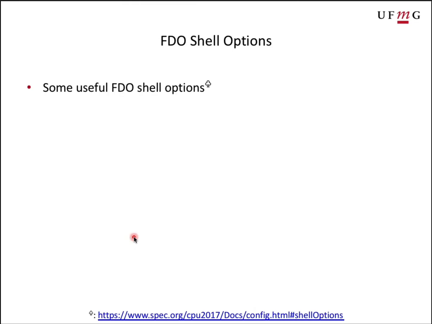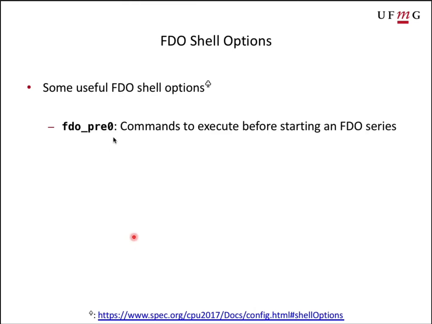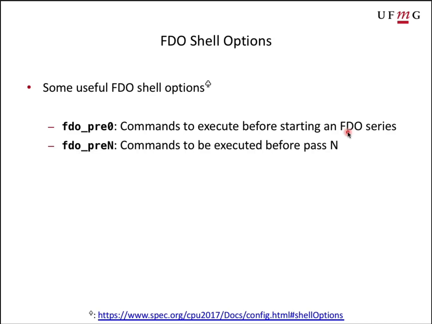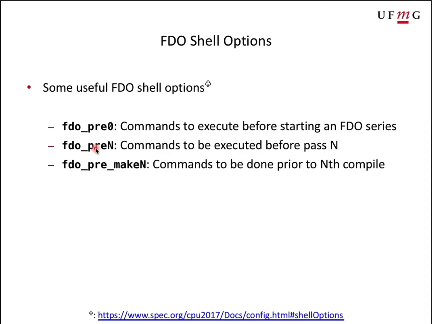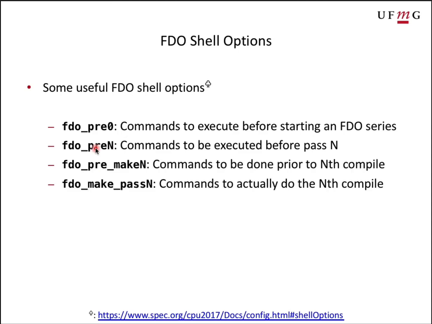So some of the shell options that we can use: fdo_pre0, this command is executed before starting the FDO series. Pre-n is before executing pass n, so I can have as many passes as I want in this FDO workflow. We just need to change this n to something, 1, 2, 3, and things like that. So pre is just before executing the pass. Pre-make is before compiling.